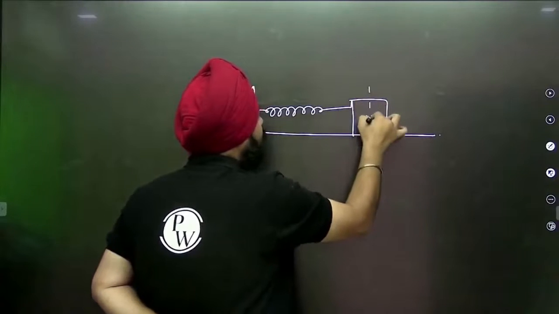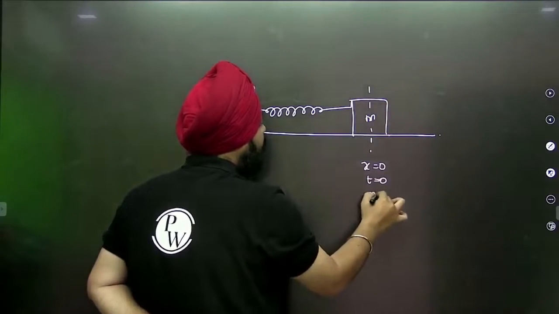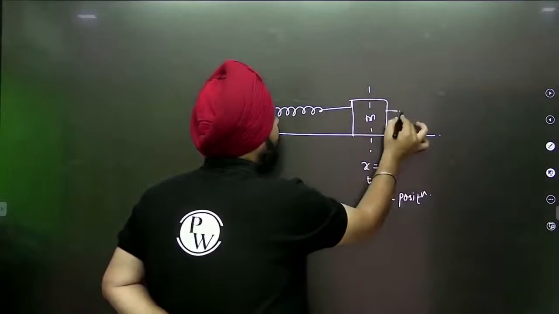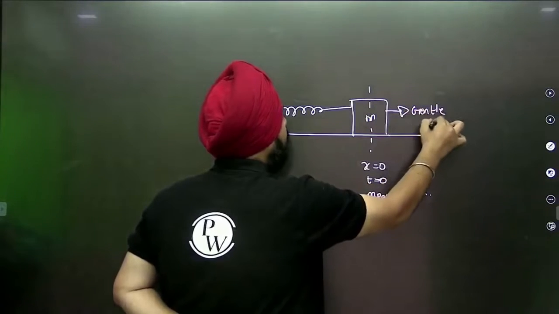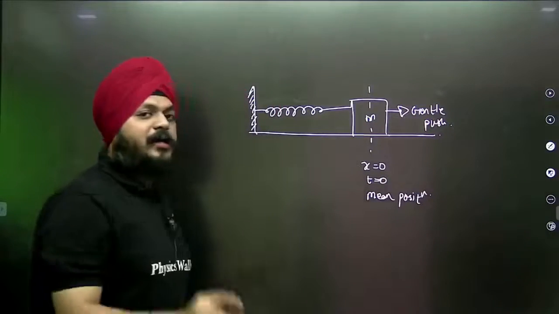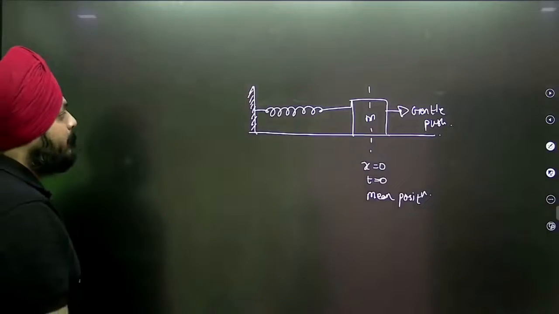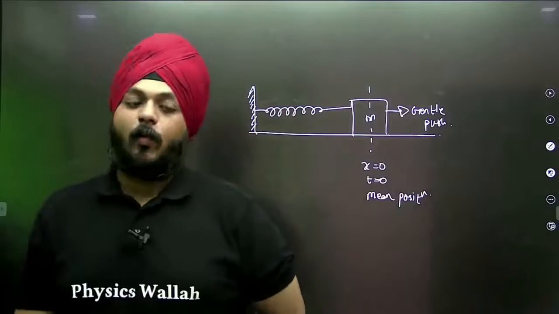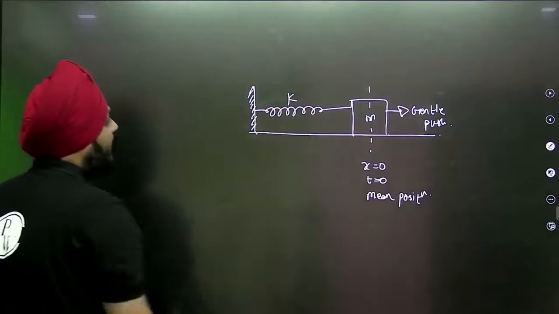This is the mean position of the particle. X is equal to 0, t is equal to 0. From the mean position a gentle push is given and it is released. Now what happens here? Now see here, suppose this is the spring constant.